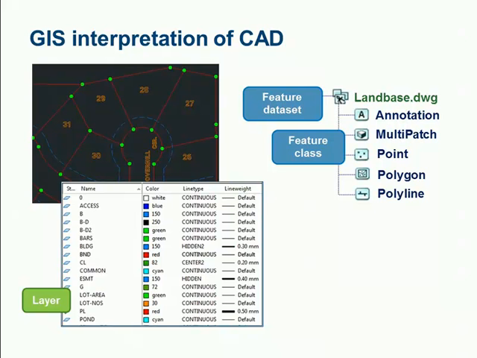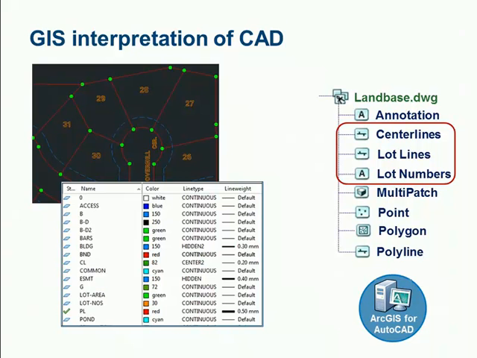Now, wouldn't it be nice if you could have feature classes in the drawing that match your geodatabase? Perhaps you have center lines, lot lines, and lot numbers, and you'd like to see them listed as part of your drawing. Well, this is possible using the tools provided in ArcGIS for AutoCAD.